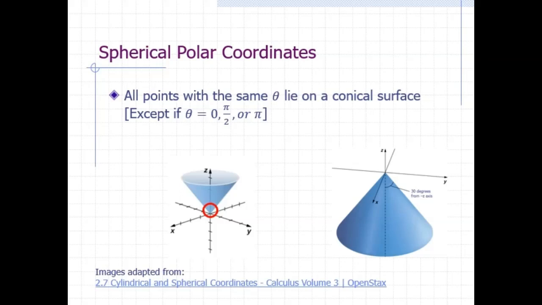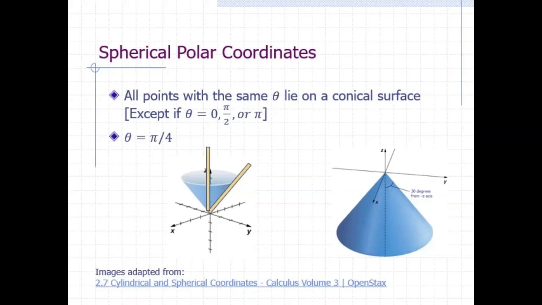In the example here, if the angle between this line and the positive z-axis is 45 degrees, or pi over 4, then we can represent the cone by the equation theta equals pi over 4. Any point on this conical surface has a theta equal to pi over 4.